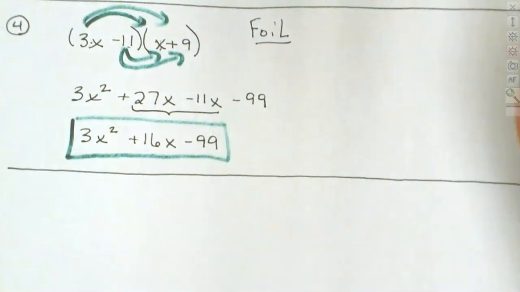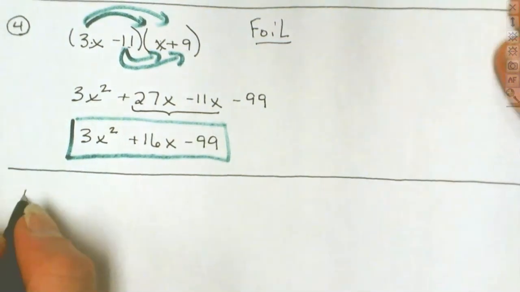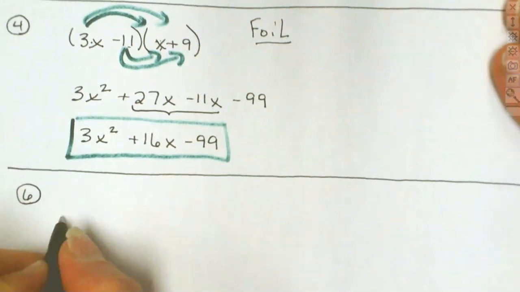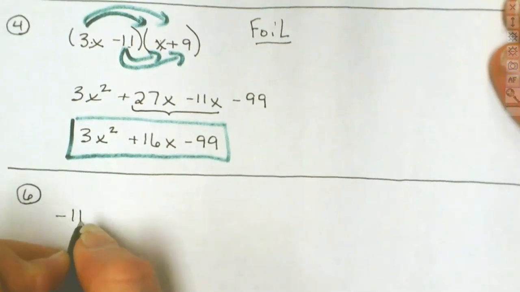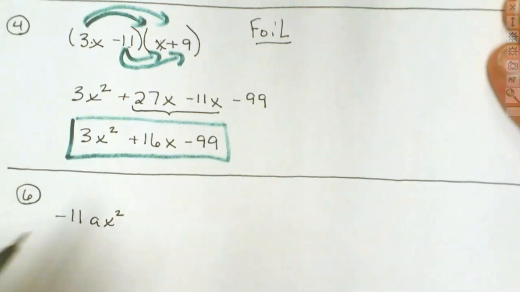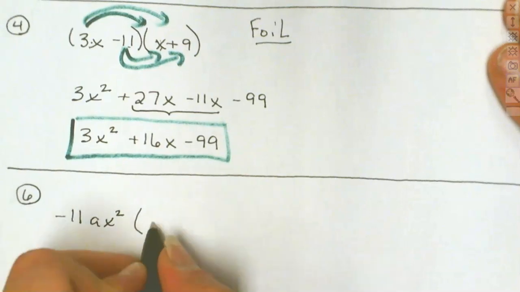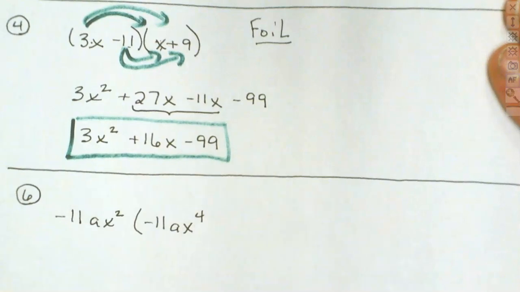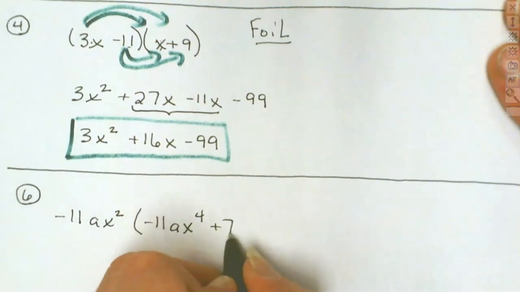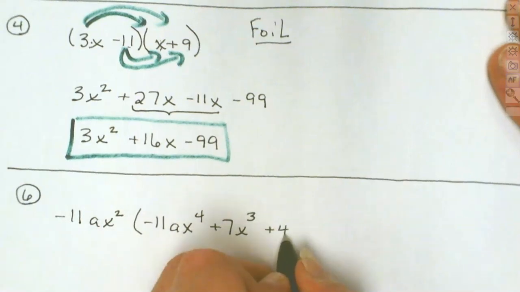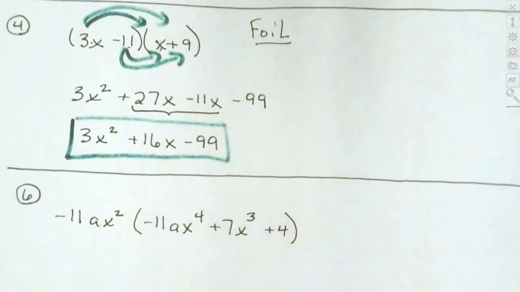Question 6, we're going to be using the distributive property. So question 6, we've got a minus 11x squared times a minus 11x to the 4th plus 7x cubed plus 4.